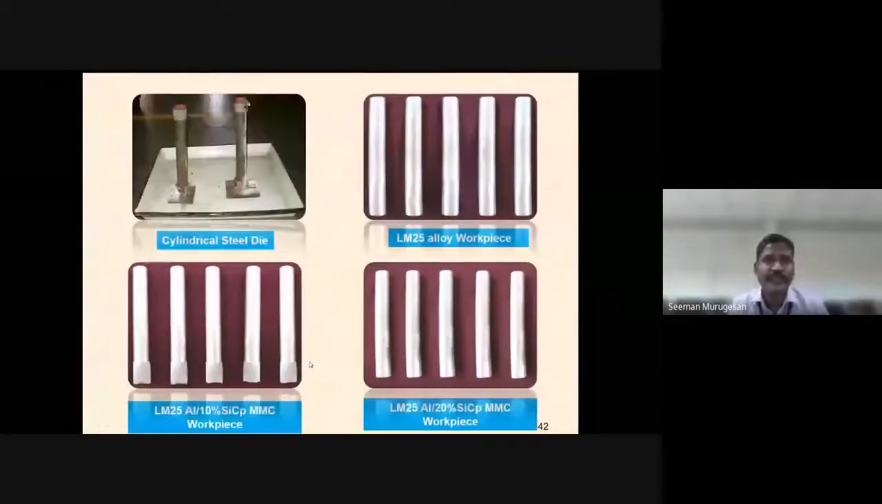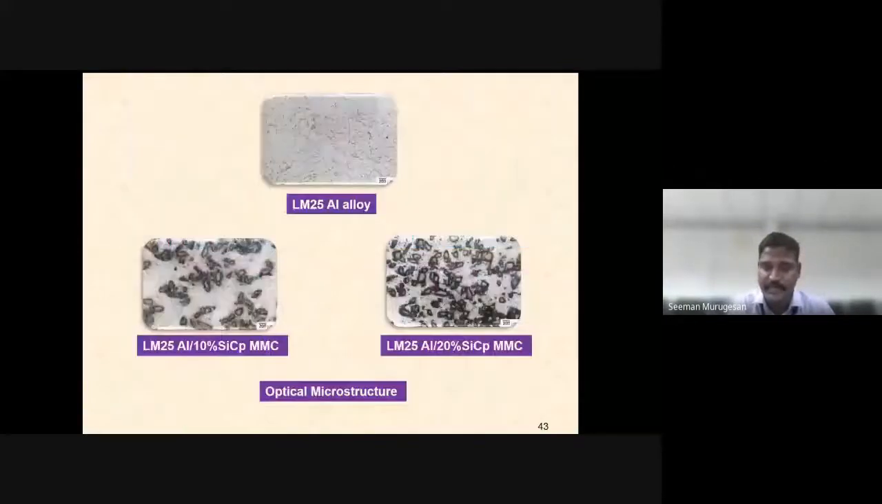This material is produced through the stir cast route. There is a cylindrical steel die. The first diagram is the LM25 aluminum base metal workpiece. Next is the LM25 10% silicon carbide metal matrix composite, and then the 20% silicon carbide metal matrix composite. This is the optical microstructure of the base metal, the 10% silicon carbide metal matrix, and the 20% silicon carbide metal matrix composites.